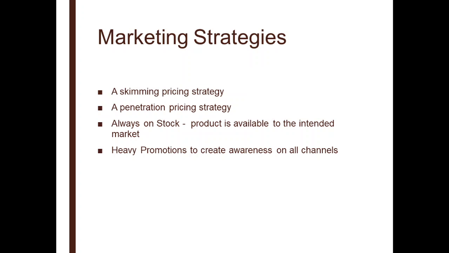Oppo created a new category segment. There were no phones selling in 40,000 plus, right? Apart from iPhone and some other bigger phones, they said let's capture that segment. We only want people above 40,000 who can afford above 40,000.